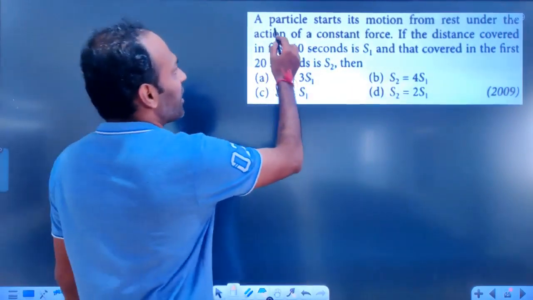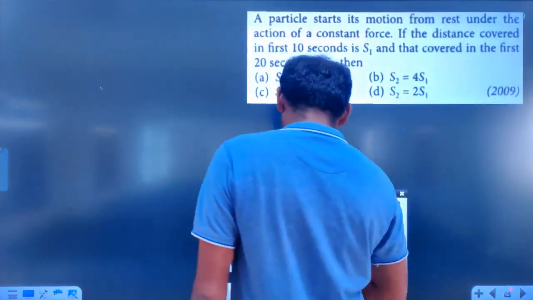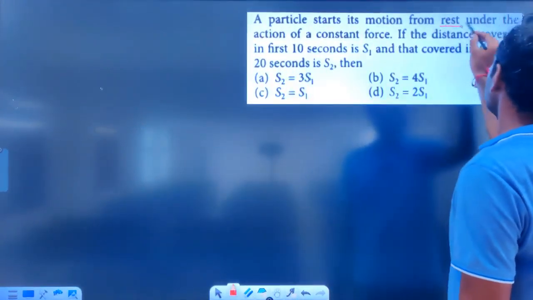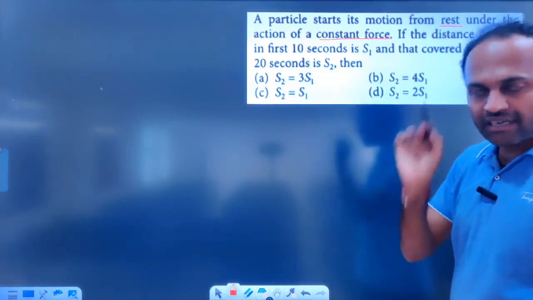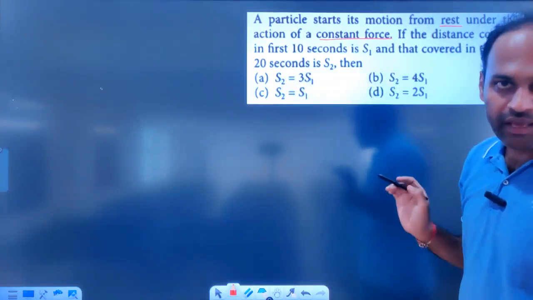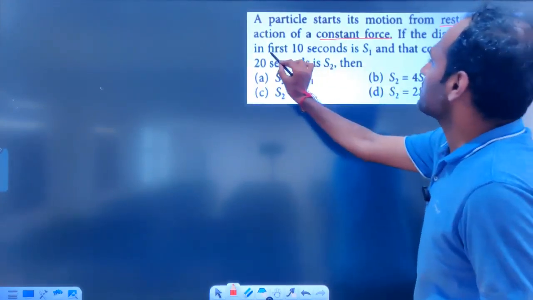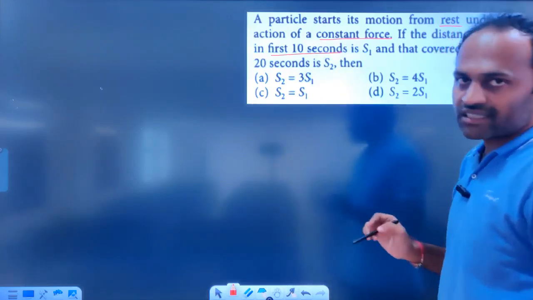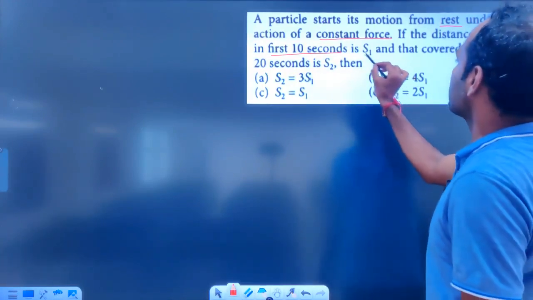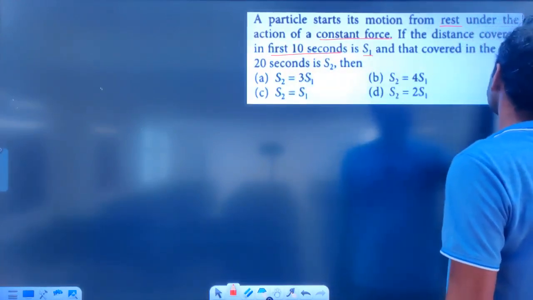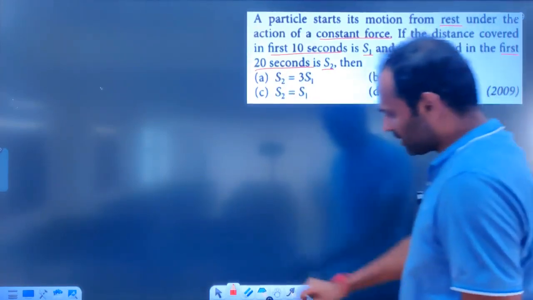Okay, first one. A particle starts its motion from rest, under the action of constant force. Force constant, so acceleration is constant. F equal to ma, right? If F is constant, A is constant. If the distance covered in first 10 seconds is S1 and that covered in the first 20 seconds is S2, then the relation between S1 and S2 they are asking.